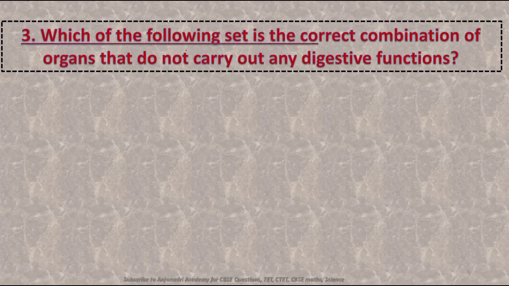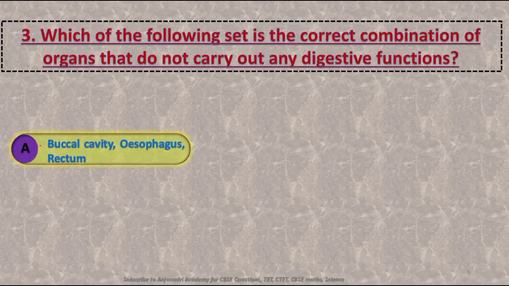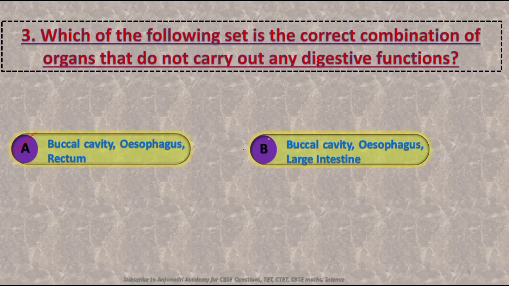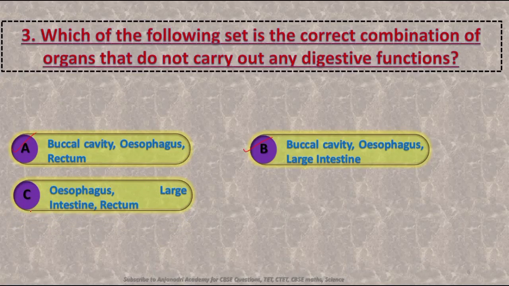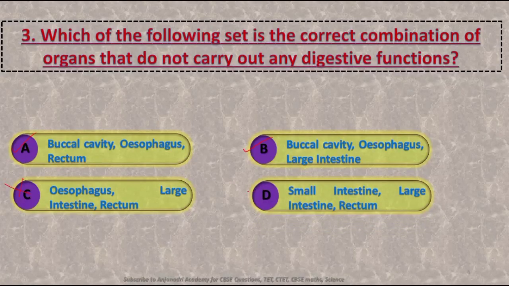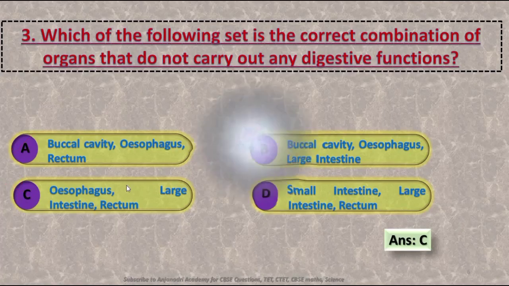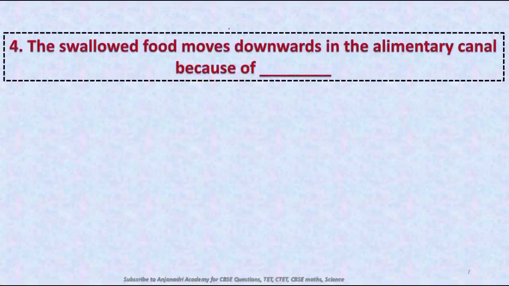Which of the following sets is the correct combination of organs that do not carry out any digestive function? Option A, buccal cavity, esophagus, rectum. But in the buccal cavity, our digestion process starts in the mouth. Option B is also incorrect, as in the buccal cavity digestion will start. But option C, esophagus, large intestine, rectum: no digestion will happen in the esophagus, in the large intestine, or in the rectum. Option D includes the small intestine, where the digestion process completes. Therefore, the correct answer is option C, esophagus, large intestine and rectum, the organs that do not carry out any digestive functions. Let us move to the next question.